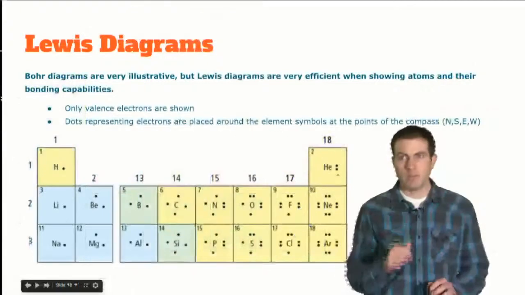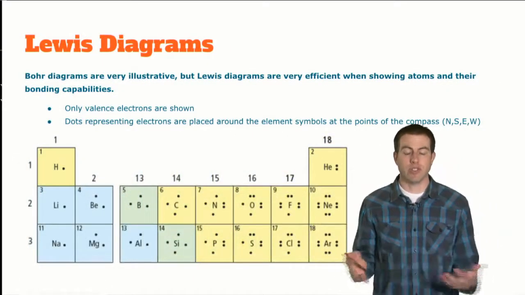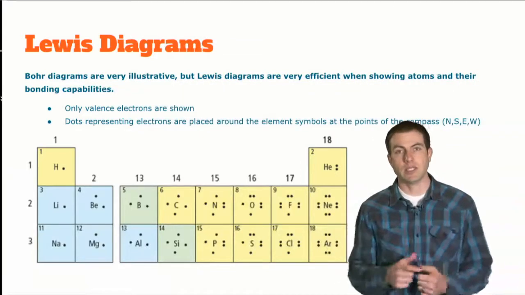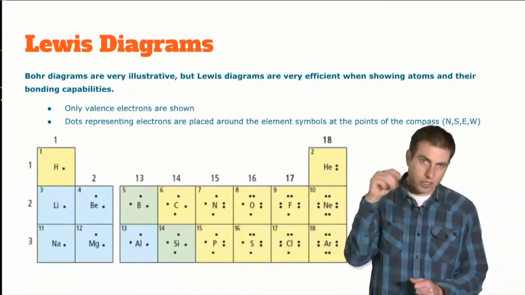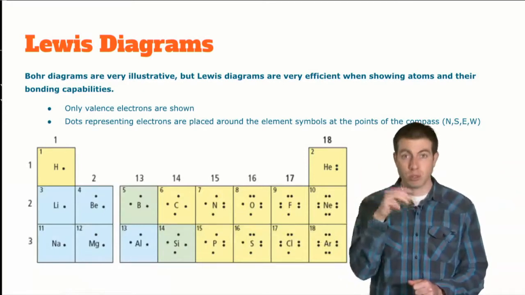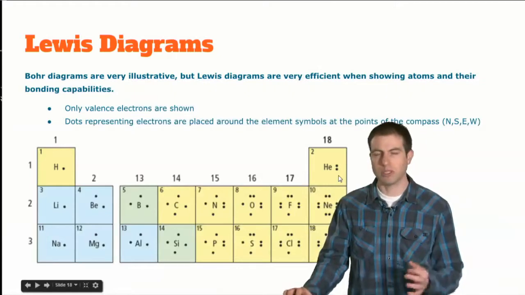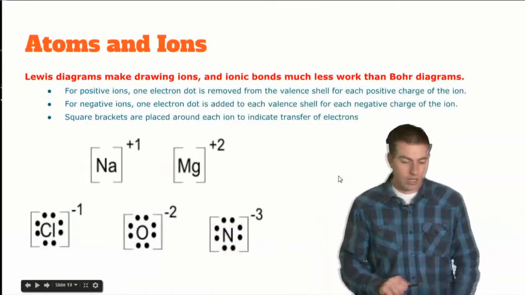So Lewis diagrams are just an easy way of doing everything we've just done. Makes it a lot faster. Instead of drawing all the circles and things like that, you just draw the symbol and then put the outermost shell, the outermost dots. So similar to Bohr, but just a little bit easier.